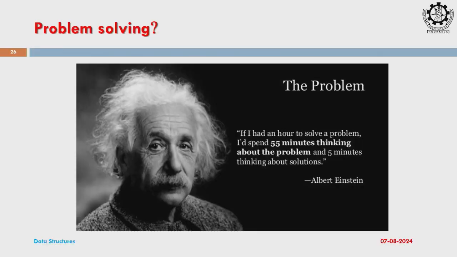Here is a famous quote: if I had an hour to solve a problem, I would spend 55 minutes thinking about the problem and 5 minutes thinking about the solution. When a large amount of time is spent thinking about a problem, this is the process through which I abstract the problem and represent it on the machine. Then I select the right programming language to design a solution, so that the implementation will be easy for me and I am able to meet the objective.